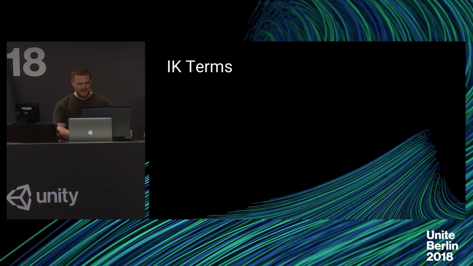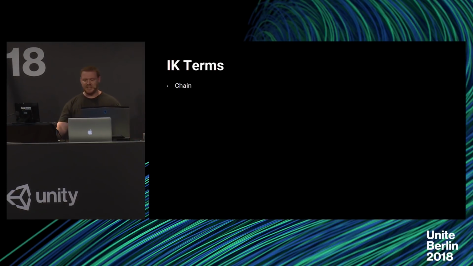So next, let's go through some terms. Now, I just want to reiterate that these are just the terms that I'm using. They might not be the terms that you use. It's just so we're making sure we're speaking the same language. First is a chain, or an IK chain. In my terminology, this is a list of transforms in Unity that have a parent-child relationship, or one after the other, and so that they can be used to chain IK.